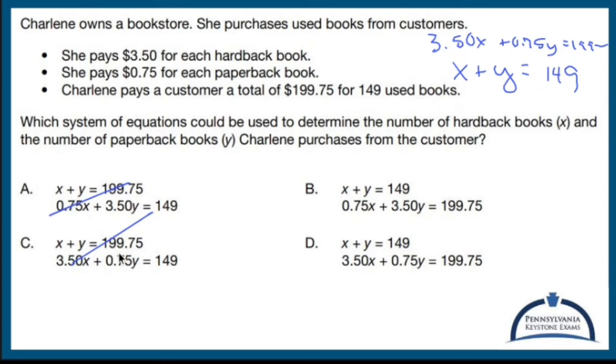So eliminate 2 and eliminate 2. So 350x, and that's my guy. That's my answer. The answer is D. So this is pretty typical for a system of equations word problem.